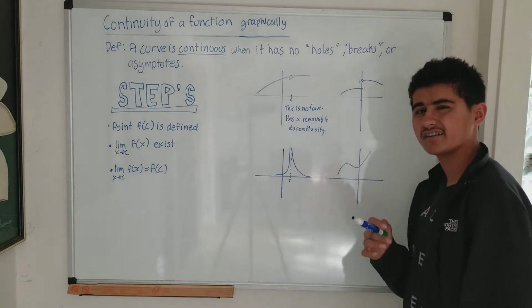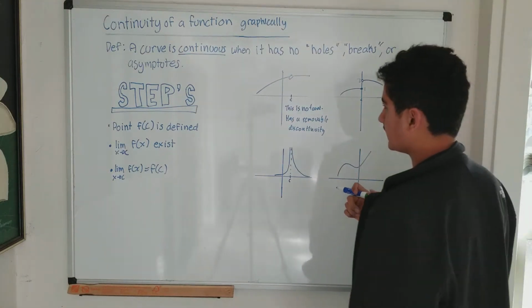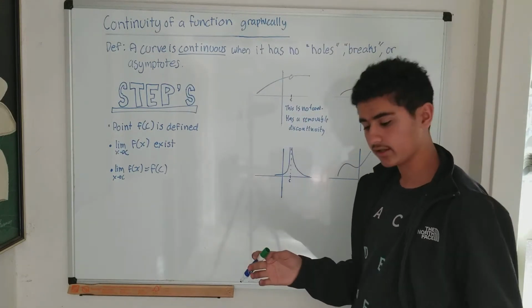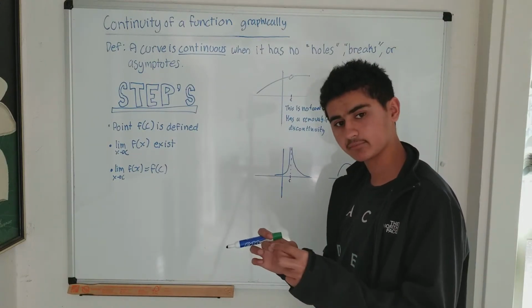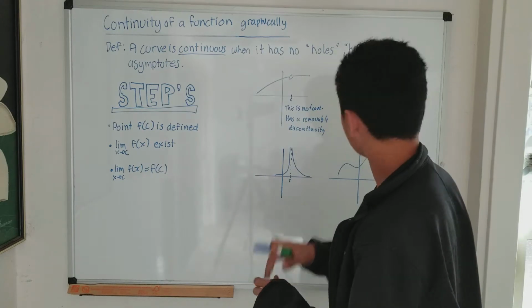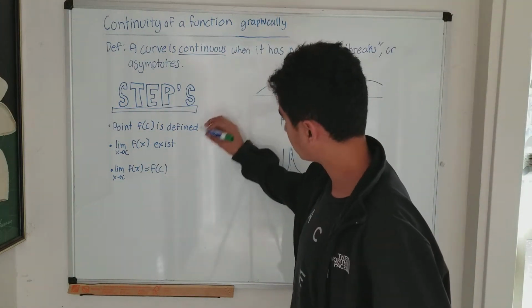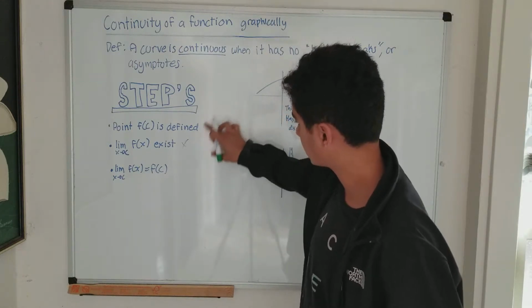So this does not exactly equal. The limits don't exist because they're heading towards different points, not the exact same point. So the limit doesn't exist. In this one, the point is defined, but the limit does not exist.